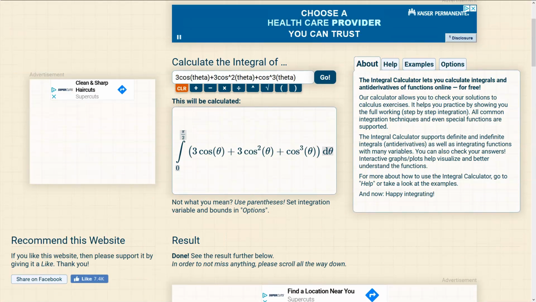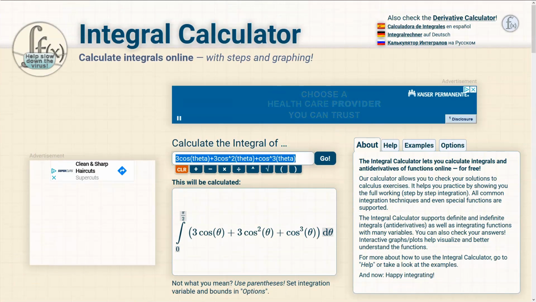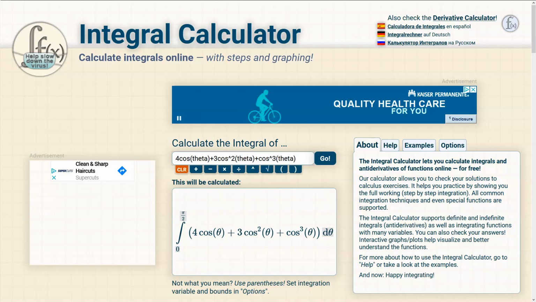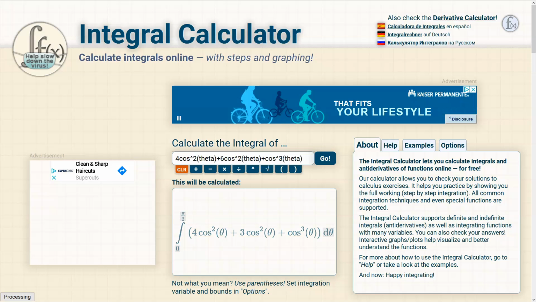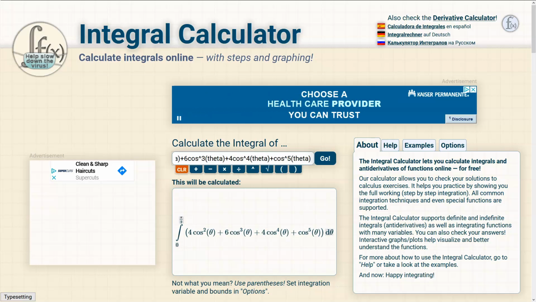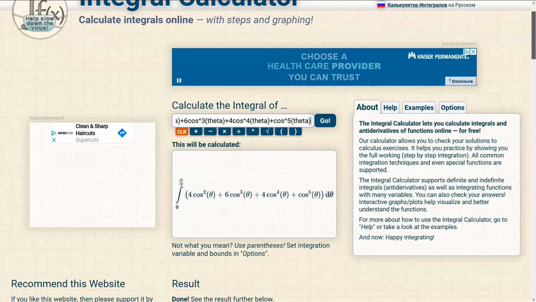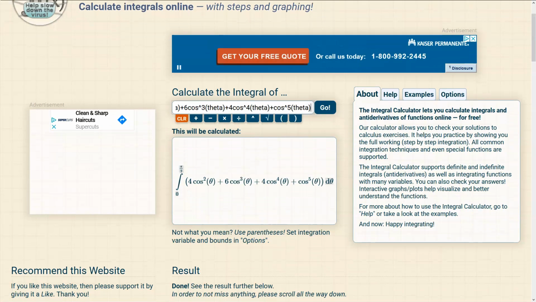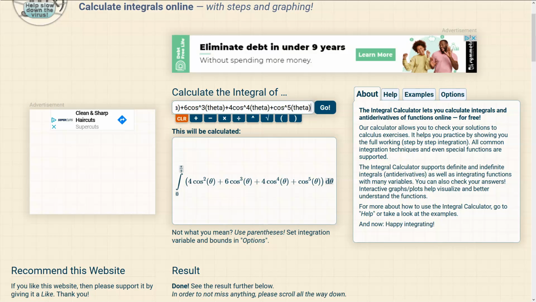All right, so we got to go back up here. All right, so it's going to be 4 cosine squared, so I got to change this squared, plus 6 cosine cubed, plus 4 cosine to the 4th, plus a cosine to the 5th. Okay, let's just double check here, make sure, does that look right? 4 cosine squared, 6 cosine cubed, 4 cosine to the 4th, and a cosine to the 5th. Great. And it's from 0 to pi over 2 still.